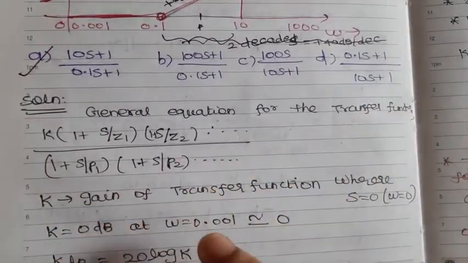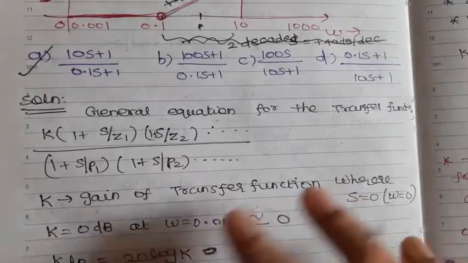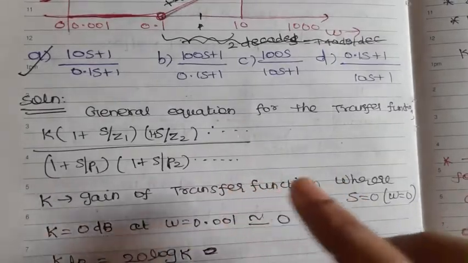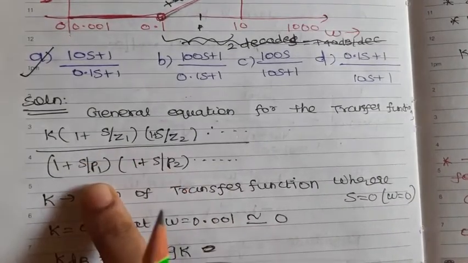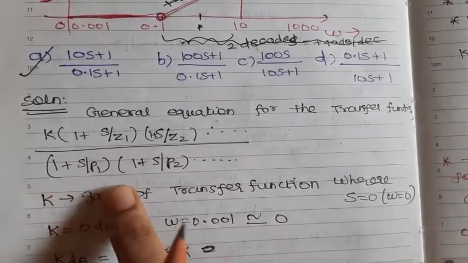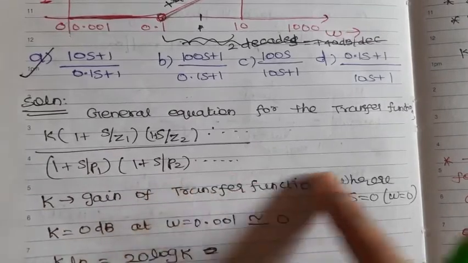What is the general equation? K into (1 plus s by z1) into (1 plus s by z2), etc. This refers to the zeros. This is p for poles. Then 1 by (s plus p1), 1 by (s plus p2), etc.